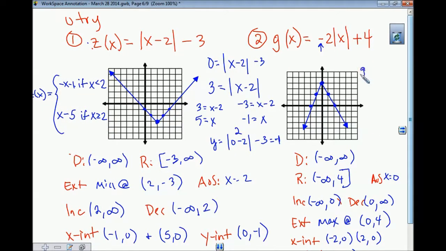Okay, now let's come over to this one. Could we write g of x as a piecewise? What would this one be? 2x plus 4, and I'm just going to come up under it because I'm running out of space, if x is less than 0. And what would this piece look like? Negative 2x plus 4 if x is greater than or equal to 0.